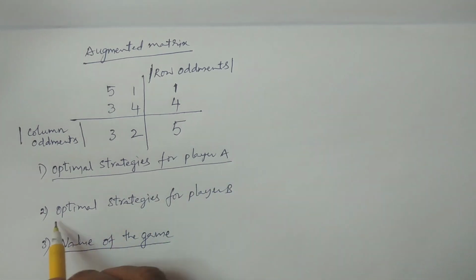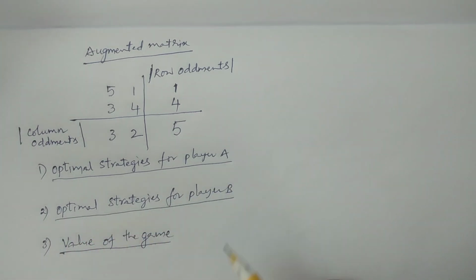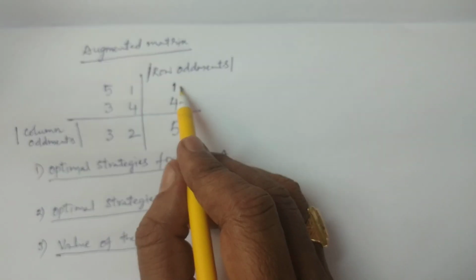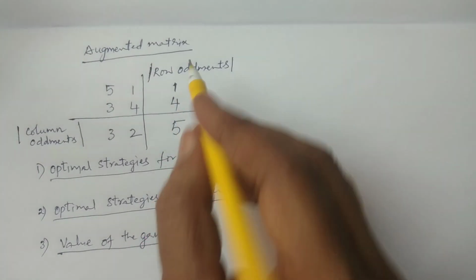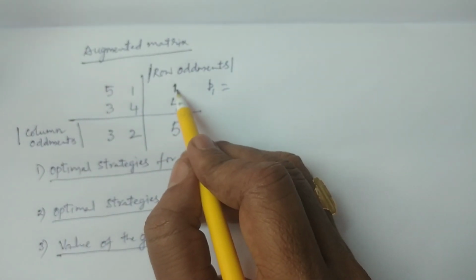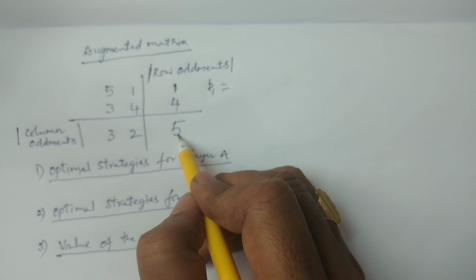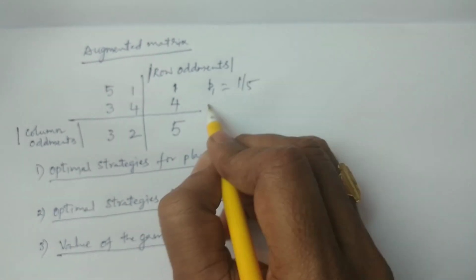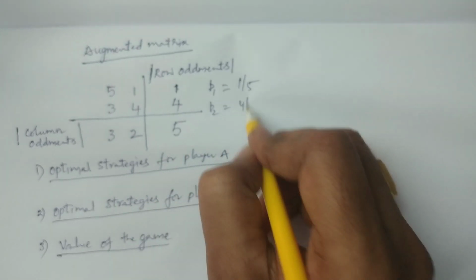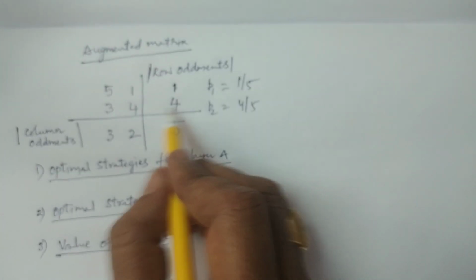Now we can calculate by simply expressing the oddments as a percentage of the total. For example, for row oddments, you will get P1, P2. Here I write P1 is equal to one chance out of 5 chances, that is 1/5 probability. P2 is 4 chances out of 5 chances, 4/5. That is to use the second strategy.